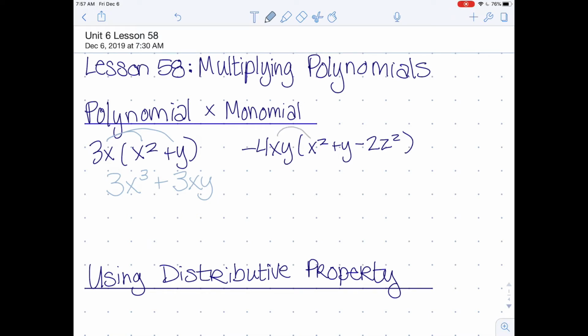So first we're going to take negative 4xy times x squared and get negative 4x cubed y. Then we're going to do negative 4xy times y and get negative 4xy squared. And negative 4xy times negative 2z is positive 8xyz squared. None of these have all the same variables, so we can't combine like terms, and that's just our answer.